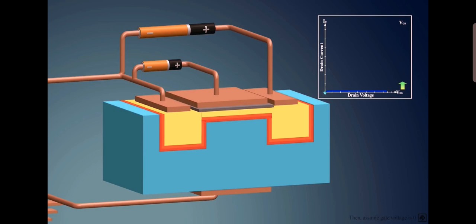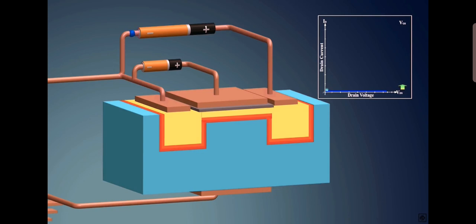In effect, we have created a pipe between the source and drain, so that electrons can move from the source to the drain. The thickness of the channel can be controlled by changing the gate voltage. As the voltage increases or decreases, the width of the channel also increases or decreases respectively, and the voltage at which the channel is formed is called the threshold voltage.